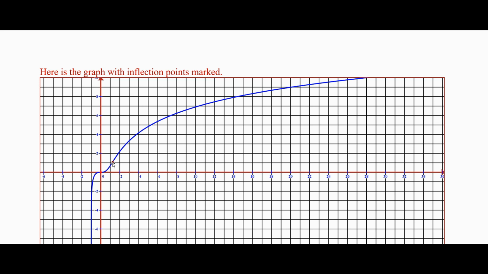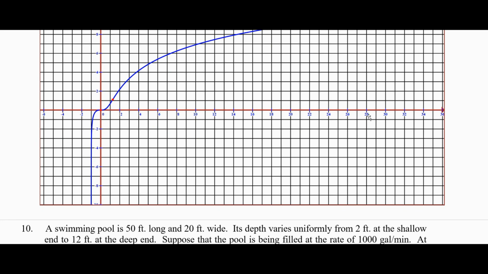Then it's increasing concave up for a while to this inflection point right here. And then from there on, it's increasing concave down, but it doesn't have an asymptote. It still goes on up forever there. So the range is all real numbers, actually, and the domain is from -1 to infinity, not including -1.